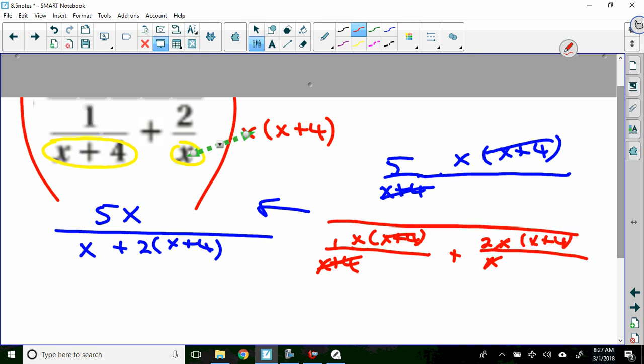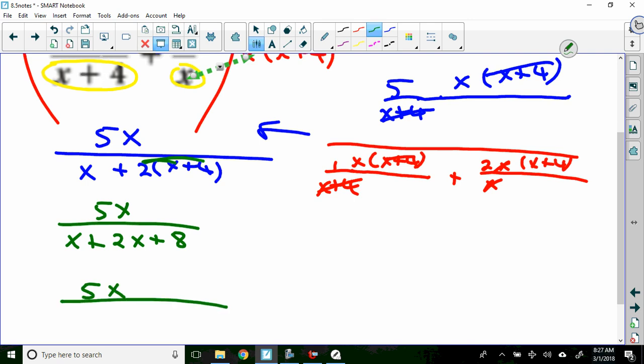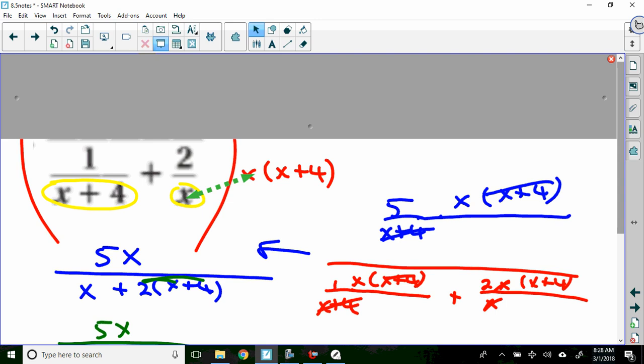Okay. So if we simplify this then, we can't do much with the top. The denominator is going to be x plus, we have to use the distributive property here. What's that going to be? 2x plus 8. So we get 5x over 3x plus 8. That's it. Can't cancel the x's because not every term is divisible by x. And that's it. 5x over 3x plus 8.